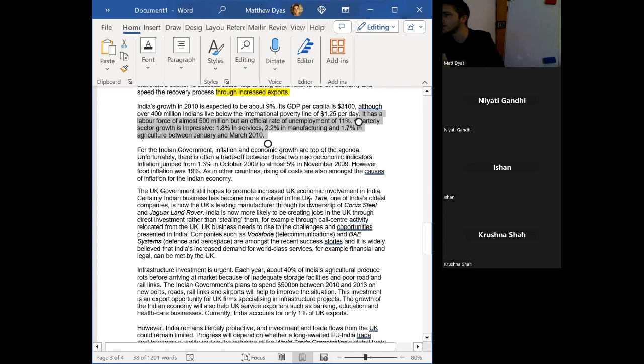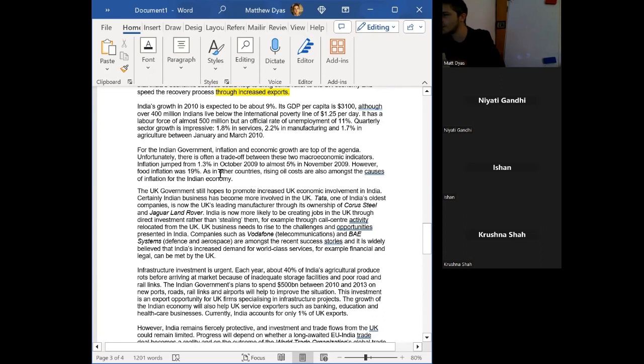Those aren't easy to use for me, so I'm going to move on. For the Indian government, inflation and economic growth are at the top of the agenda. Unfortunately, there's a trade-off between these two indicators. Inflation jumped from 1 to 3% in October 2009 to almost 5% in November 2009. Okay, I think this could be quite useful.